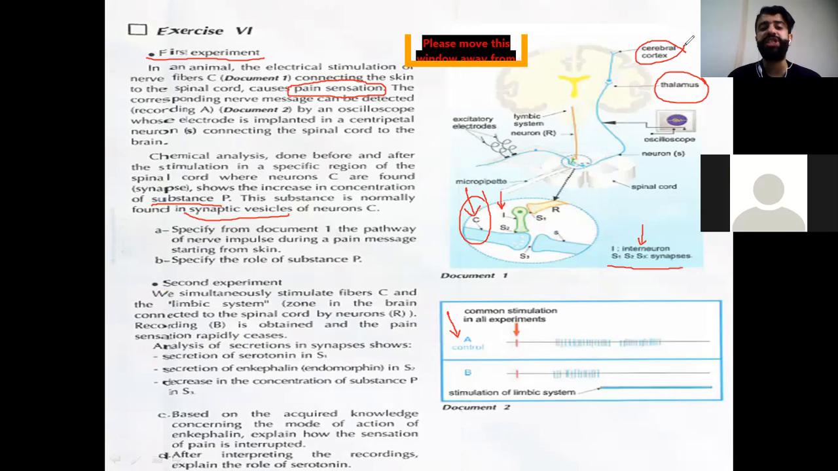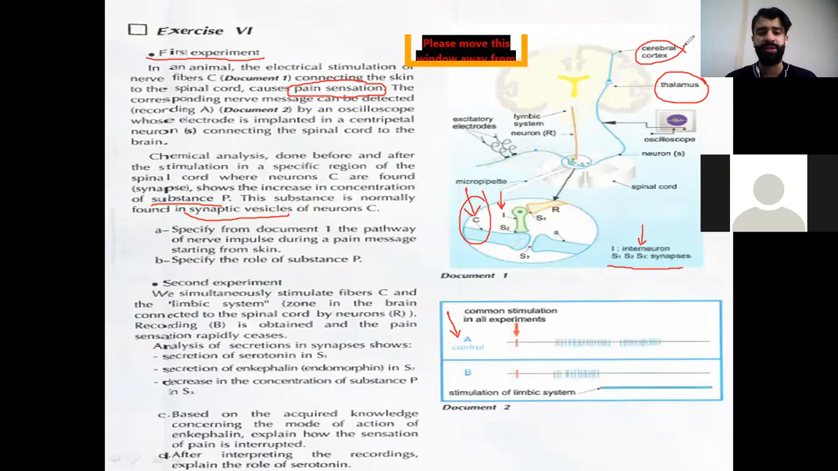Part B, specify the role of the P substance. P substance, already we know this. P substance is responsible for the feeling of the pain sensation. It's responsible for the feeling of pain. It's called an analgesic substance because it causes the feeling of pain. Already we know this, and this is mainly according to your knowledge also.